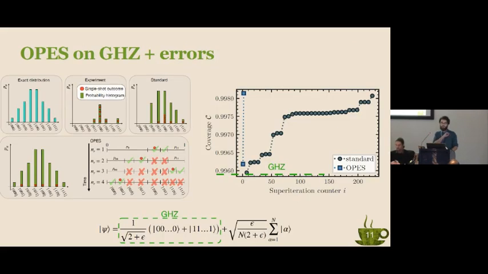And just to give you an idea of how it can speed up things, let's suppose we have a GHZ state plus some noise, and we want to understand how much the noise is important, so we want to sample the noise.